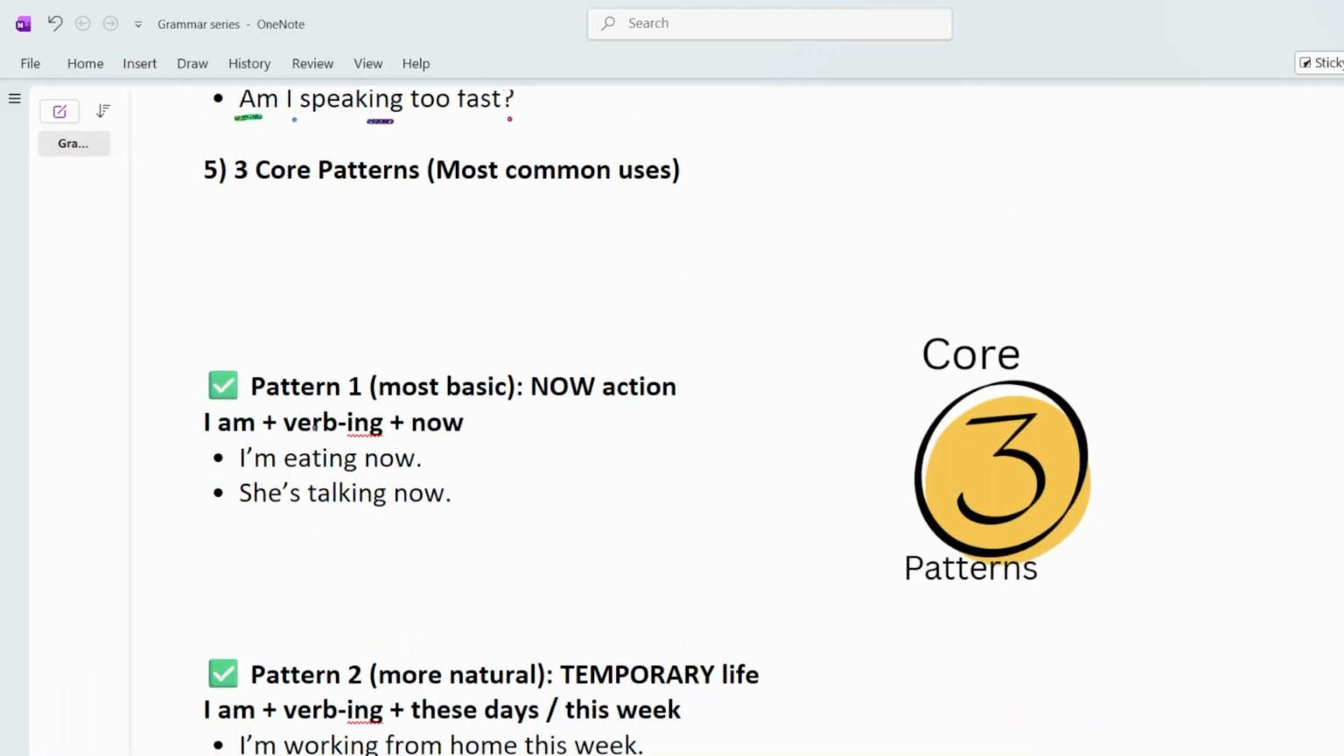So, as I told you, I'm going to give you certain core strategies, also known as patterns, for today, in order to use this tense. Let's look at it closely. What do I mean by it? I'll let you know.